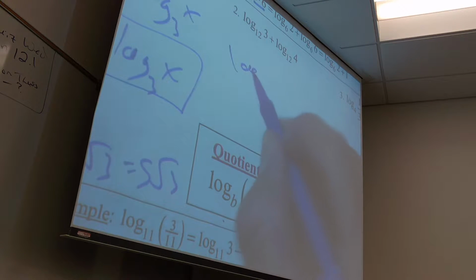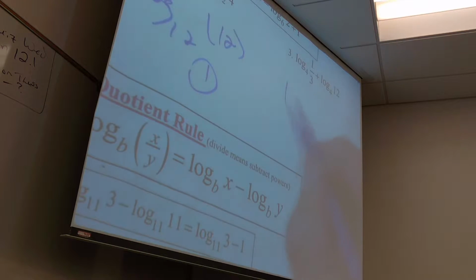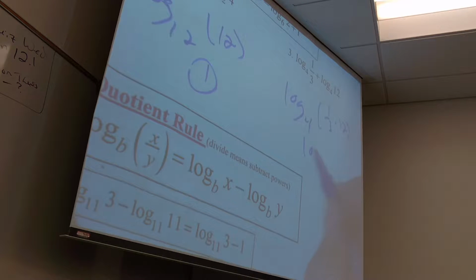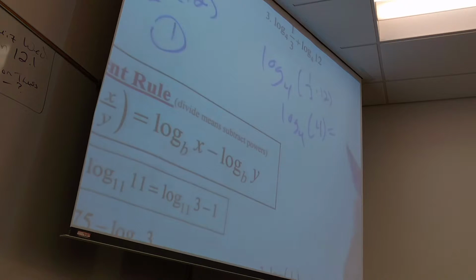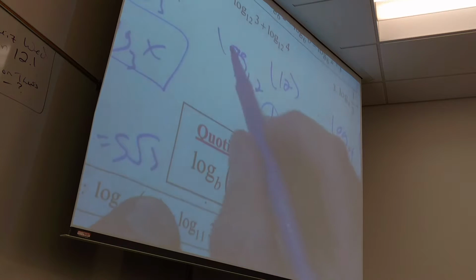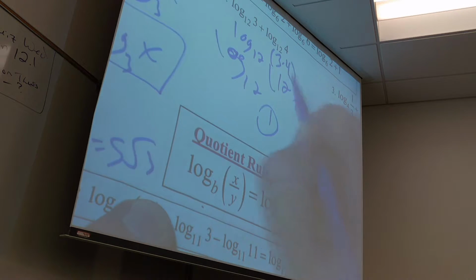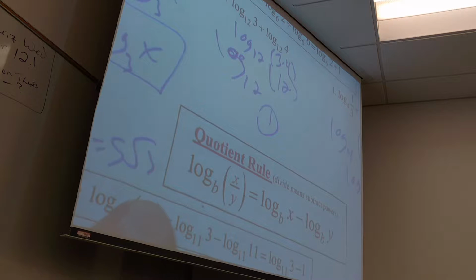So this should become log base 12 of 12, right? Because 3 times 4, which is 12. And this is the same way again. I threw a fraction in there, but who cares? It'd still be 1/3 times 12. Log base 4 of 4, which is 1. What was number 2? 1. You get log base 12 of 3 times 4. Log base 12 of 12 is 1.